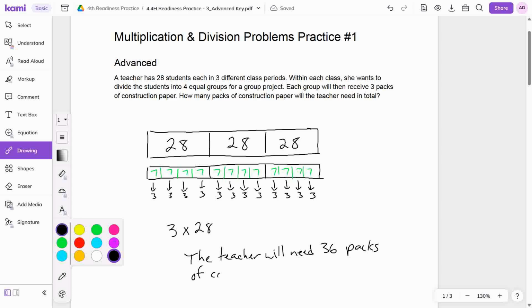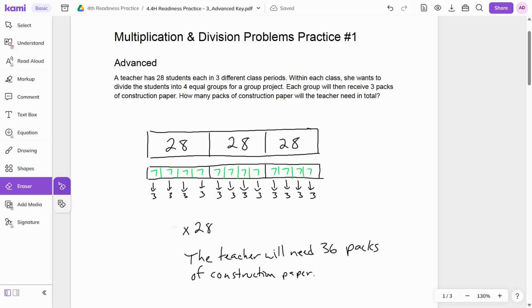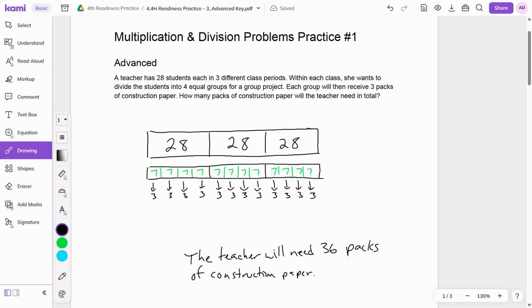All right, so that seems like a pretty simple problem. There are some numbers there that we don't necessarily need to multiply, so we never really did need to multiply 3 sets of 28. All we needed was the 28 to divide into 4 equal groups, and we just needed 3 groups of that, but we never had to actually multiply the 3 times 28.